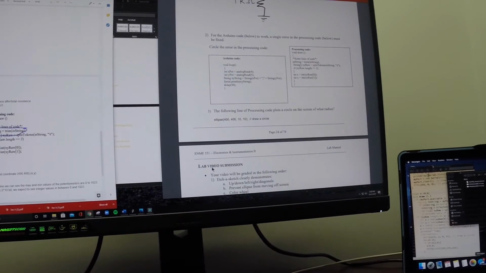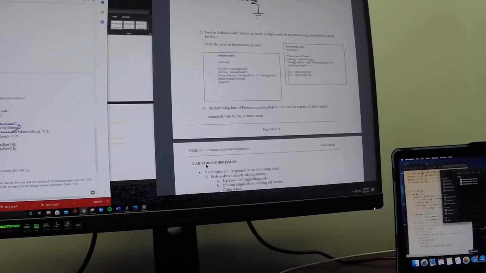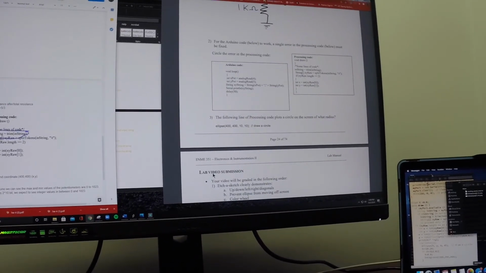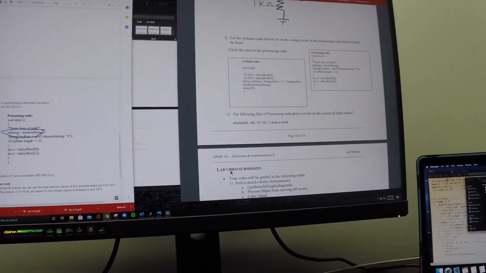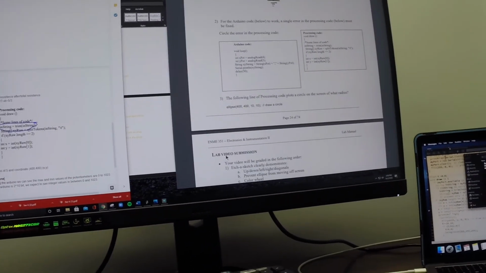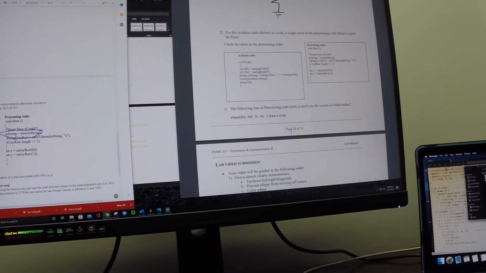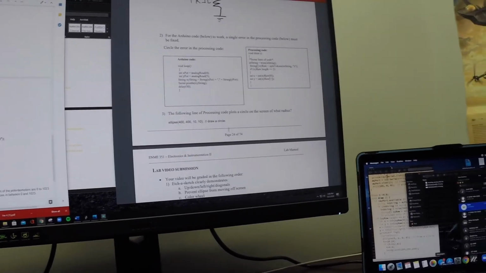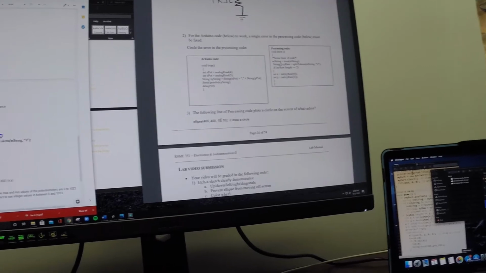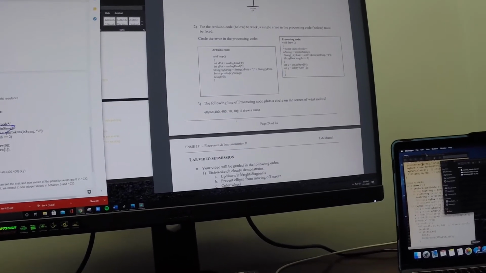Then for number 3, it says the following line of Processing code plots a circle on the screen of what radius. So here defines an ellipse. So the circle radius is 5. So this goes 5 in one direction, 5 in the other.